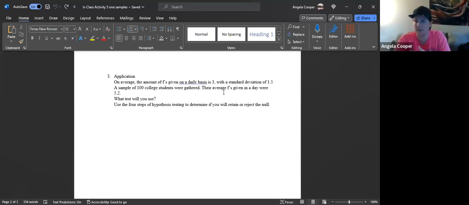Now, some of the differences is that for one sample Z tests, we're going to have the standard deviation of a population.